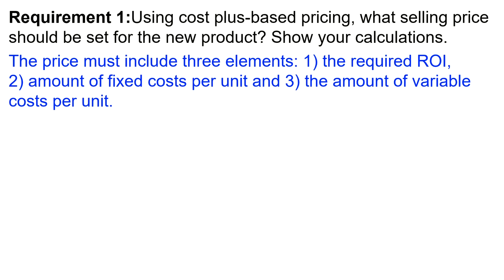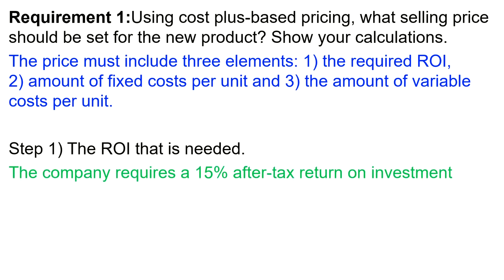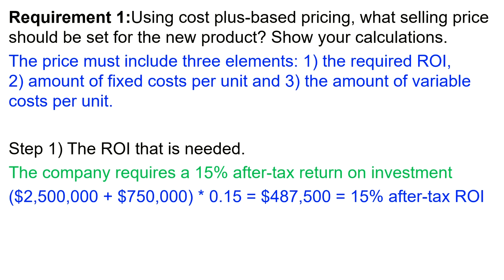And so what we're going to do is just work through each of these 3, show the math for each of them, and then when we get to the end, we add them all up, and that's going to be the selling price we need for this new product. So we start with the ROI that's needed, and they tell us in the question that we require a 15% after-tax return on investment. And so we're going to go ahead and put together the information here, see what our return on investment is. We need a 15% after-tax return on investment.